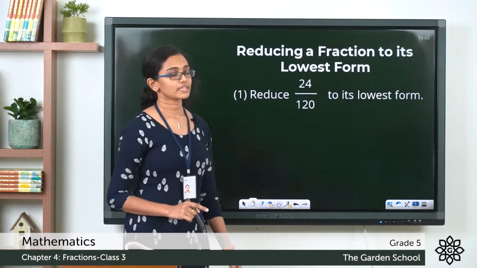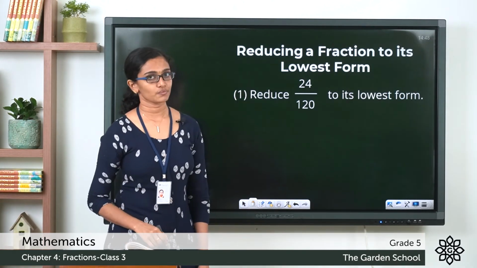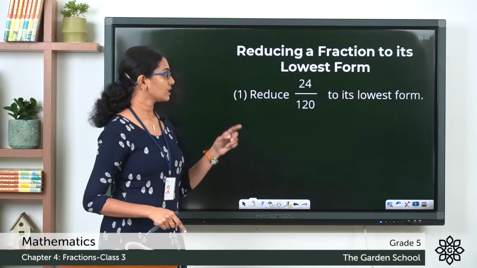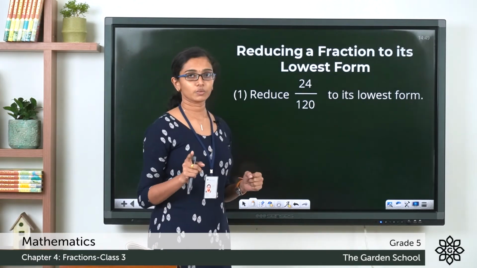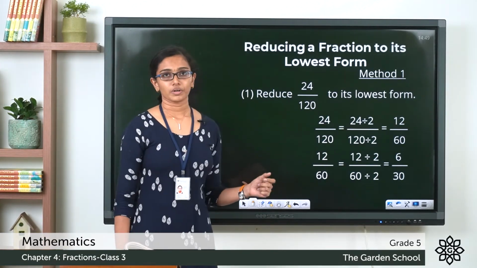I will do one more question. Reduce 24 by 120 to its lowest form. Let's solve this question with both the methods that we learned today. Let's do it with method 1 first, okay? Now, with method 1, what do we do?